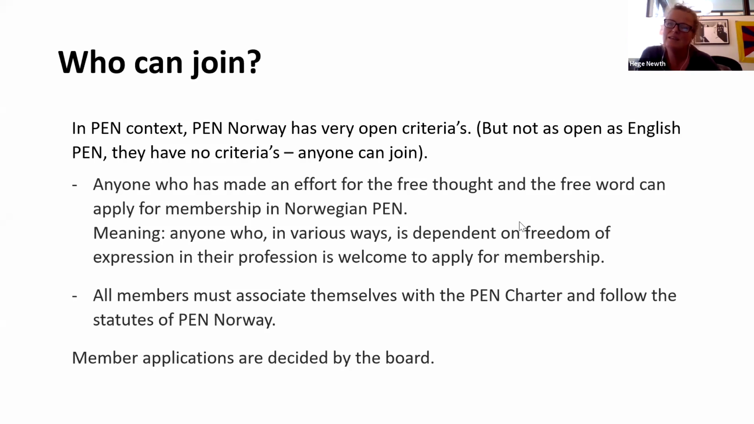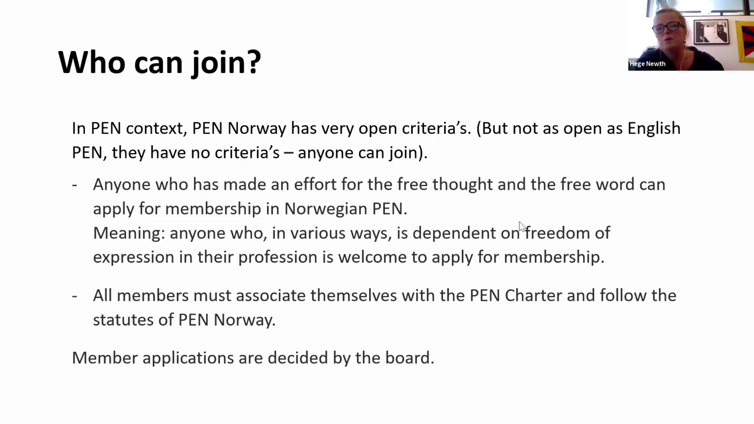And that means not only writers or journalists or artists, but academics, librarians, and anyone really. Most people, or students especially, many people in many professions, when they think about it, think, yes, of course, I am dependent on being able to say and think and write whatever I want in my daily work, and also to have access to the information that I need to do my work.